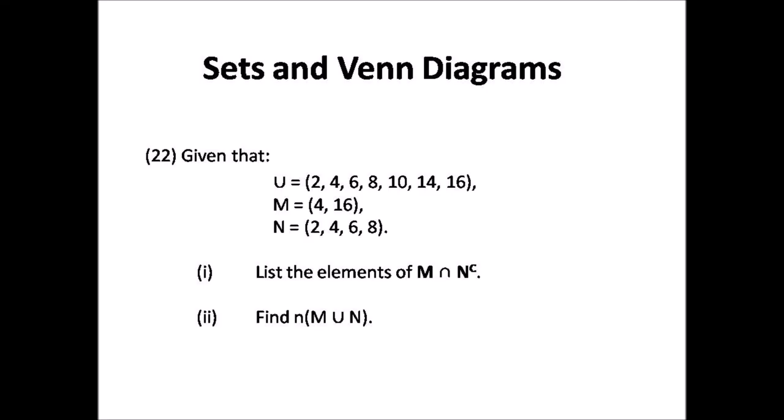Okay, sets and Venn diagrams. Given that the universal set is 2, 4, 6, 8, 10, 14, 16, M is 4, 16, and N is the set 2, 4, 6, 8. List the elements for number 1 and 2. Find what they have there for 2. I'm not going to read it for you, because once I read it, you know how to read it. You need to know how to read these questions in order to solve it. So go ahead, work number 1, then work number 2.